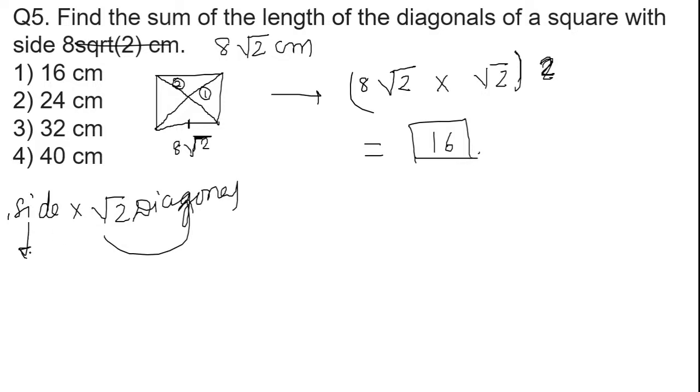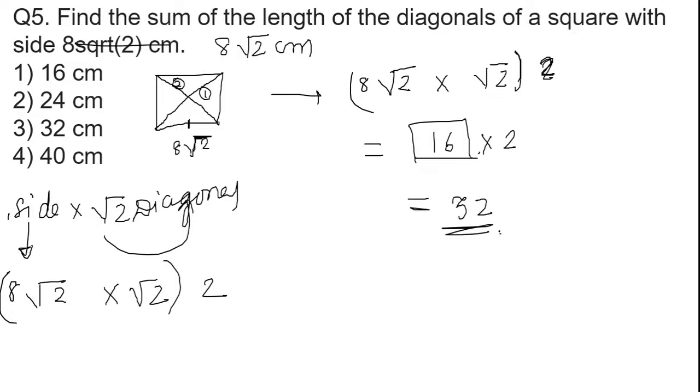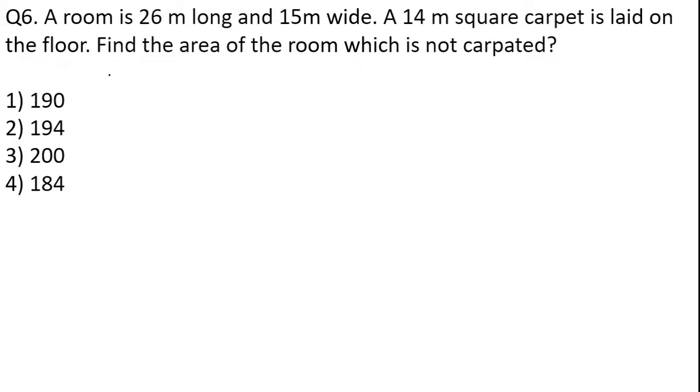Now we know the value of side. Side is 8 under root 2, into under root 2. I am taking it twice. Twice will give me the summation of both the diagonals. Got it? This was a simple question. First thing, we must understand the formula for the diagonal. Diagonal of a square is equal to side into under root 2. Side mentioned was 8 into under root 2. I have simply taken it twice. Got it? Moving on to the next question now.